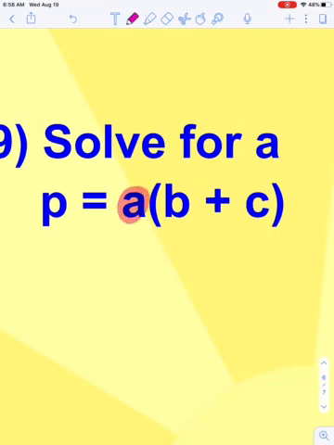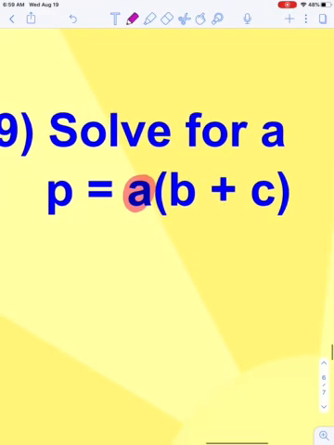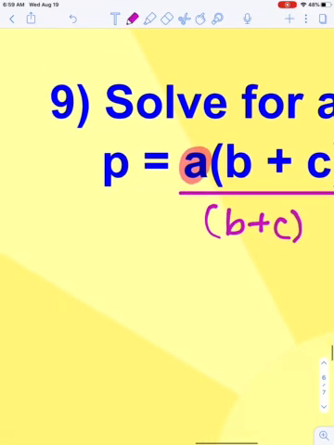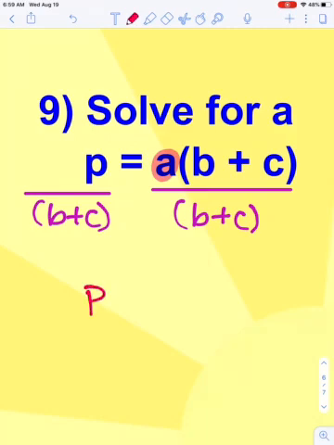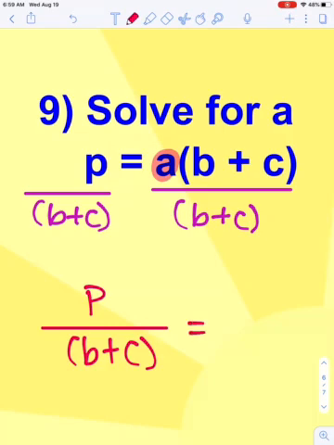So I'm trying to get A alone, and I don't want to distribute it. But we do need to know what's happening to A. It is currently being multiplied by B and C together. Not just B, not just C, but both B and C together. So if it's being multiplied by B plus C, what's the opposite of multiplying by B plus C? It's going to be dividing by B plus C. And whatever you do to one side, you have to do to the other. Then, nothing is negative, no funky stuff, so that's just going to be your answer, P over B plus C.